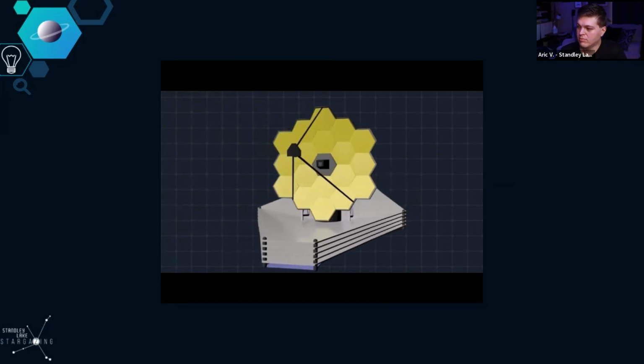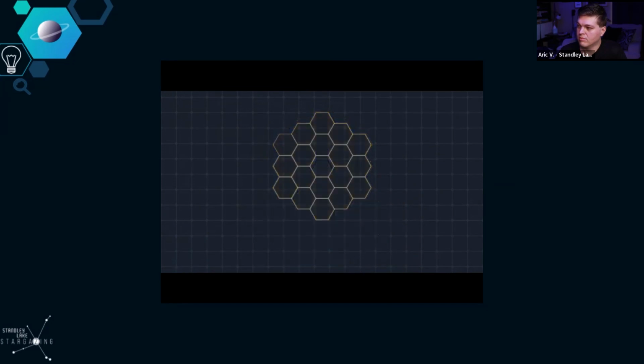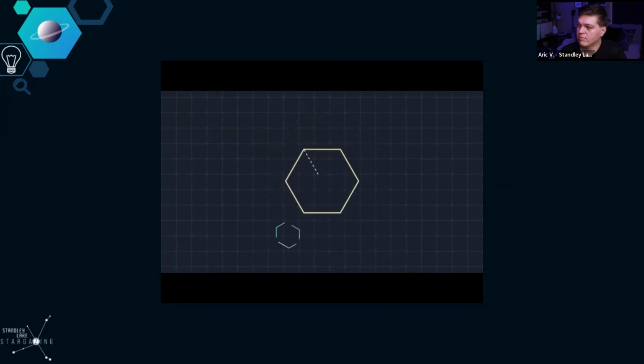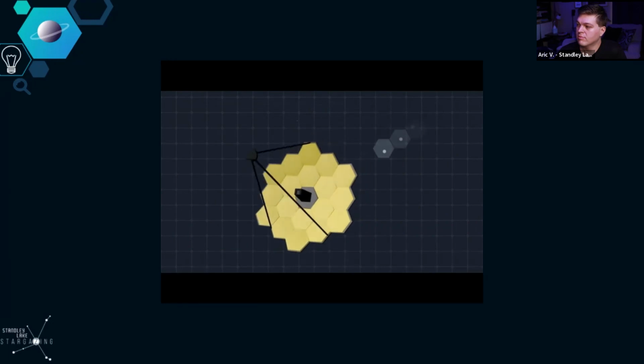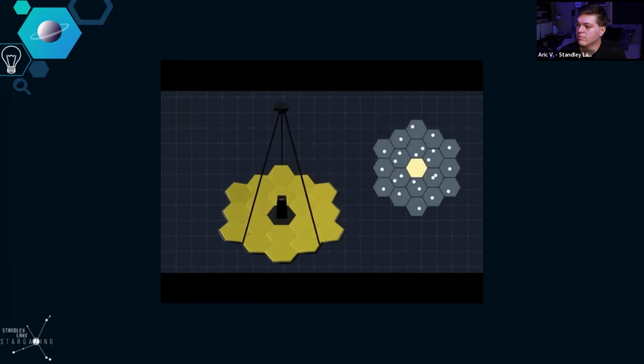The mirror is made with 18 hexagonal segments, each one 1.32 meters, 4.3 feet in diameter. This shape will enable the crew to fold the mirror on Earth and unfold it in space. Then, the focus of the mirror will be calibrated by shifting the various segments with an accuracy of 1 to 10,000, 1/10,000th of the thickness of a human hair.